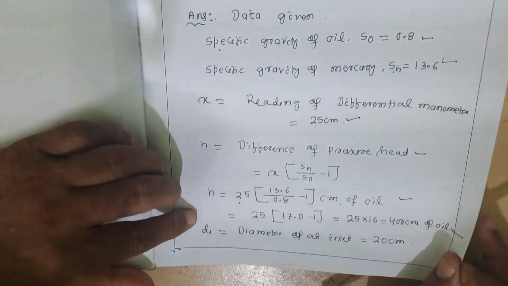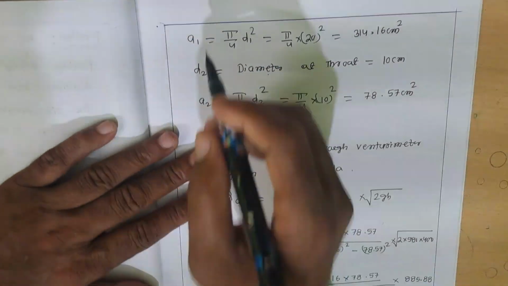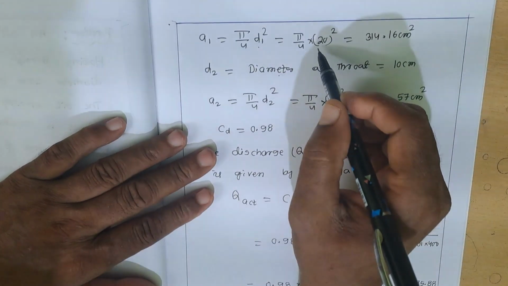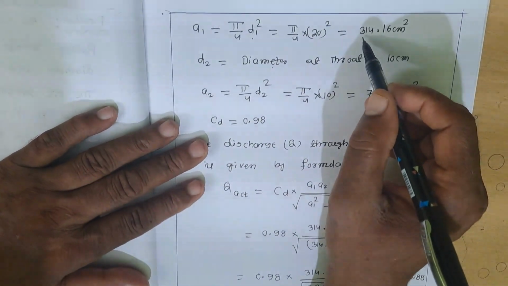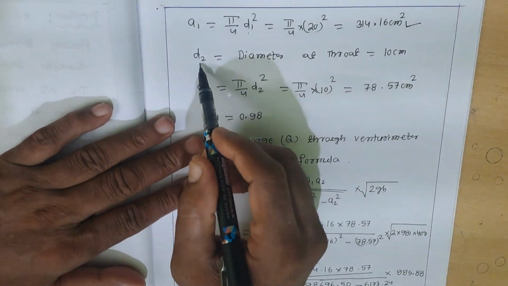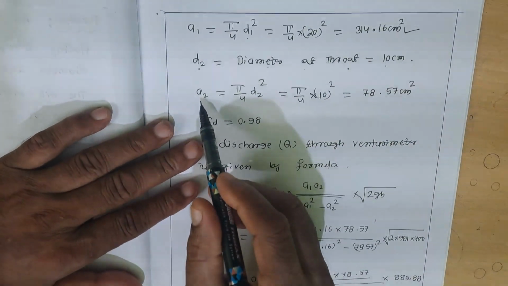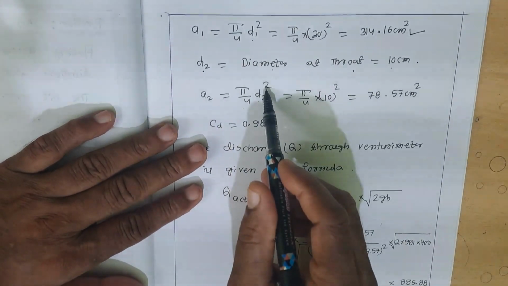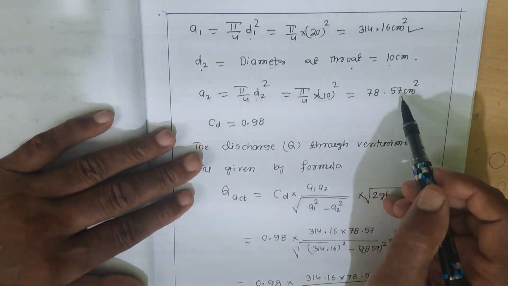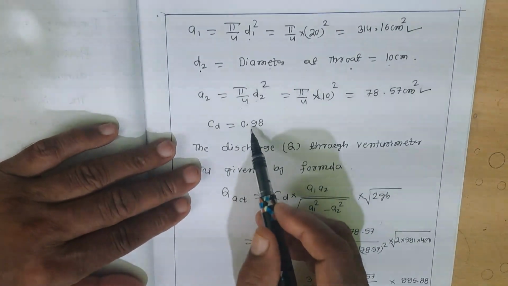Then D1 is equal to diameter at inlet, 20 centimeter. Then A1 is equal to pi by 4 D1 square, is equal to pi by 4 into 20 square, is equal to 314.16 centimeter square. Then D2 is equal to diameter at throat, is equal to 10 centimeter. Then A2 is equal to pi by 4 D2 square, is equal to pi by 4 into 10 square, is equal to 78.57 centimeter square. And CD, the coefficient of discharge, is equal to 0.98.